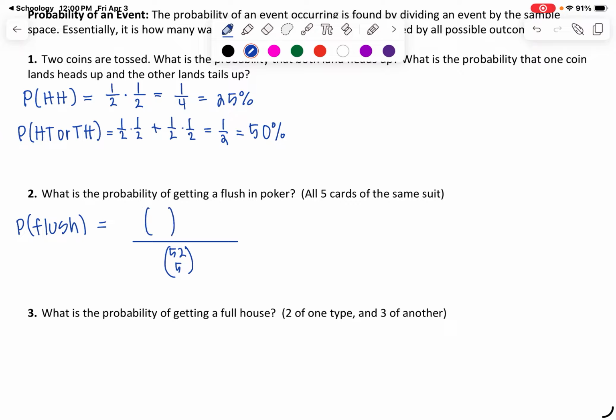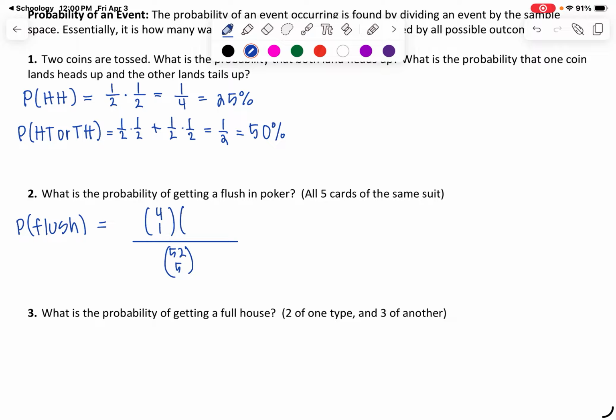To get a flush, you first have to have all of the same suit. There are 4 suits in a deck of cards. So from the 4 suits, we have to choose one, and 4 choose 1 is just 4. It's going to take whatever we get and multiply it by 4 for each different suit.